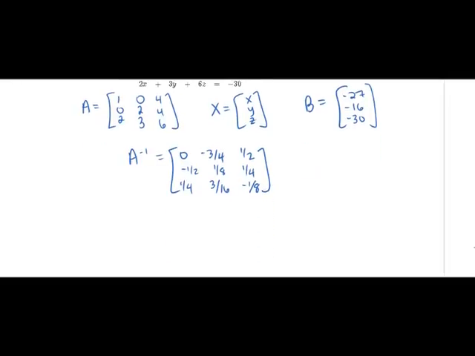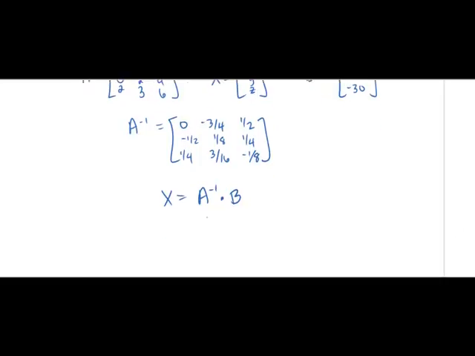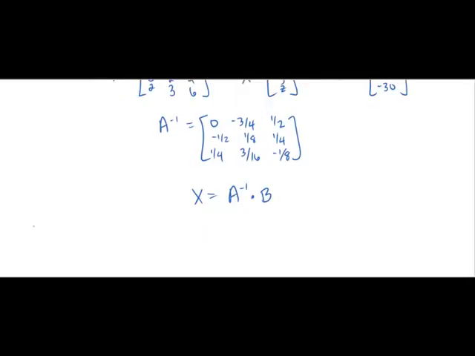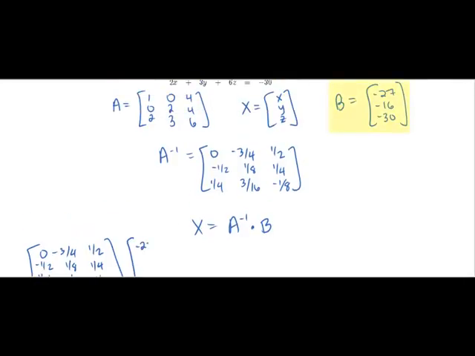Again, if we wanted to solve this, x is going to be A inverse times b. So we can do that by hand if we want to. Again, we know how to do this by hand. Let's work it out real quick and then we can check it in the calculator. So let's write down our A inverse b. So A inverse is our 0, negative 3/4, 1/2, negative 1/2, 1/8, 1/4, and 1/4, 3/16, and negative 1/8. And b is negative 27, negative 16, and negative 30.